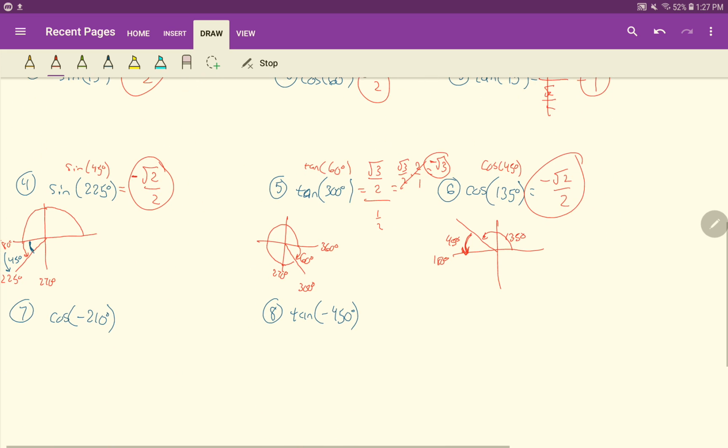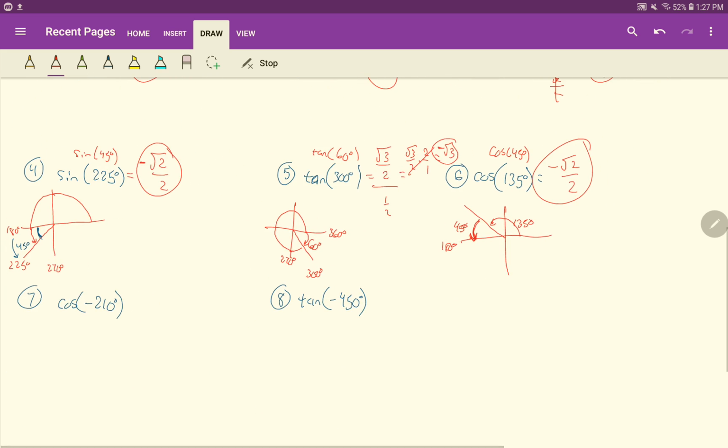Okay, 2 more. Cosine of negative 210. Oh, Mr. Wade, you had to throw a negative 1 at us. Yes, I did. Okay, so remember, for a positive angle, we rotate counterclockwise, right? But for a negative angle, we rotate clockwise. Okay, so 210. So from here to here, it'll be negative 90, negative 180, negative 270. So that negative 210 is going to fit right in here.